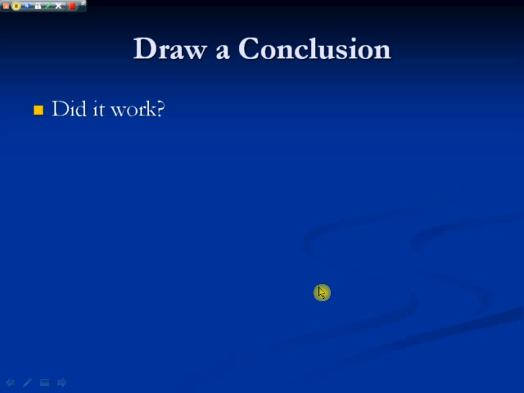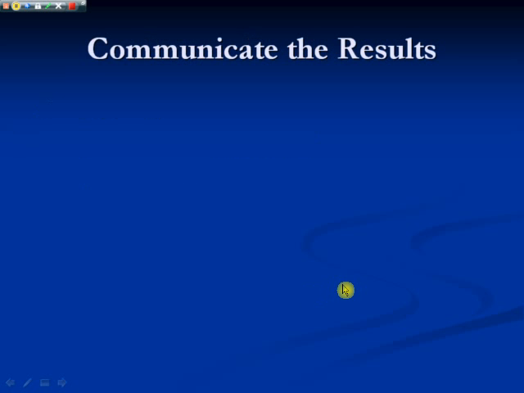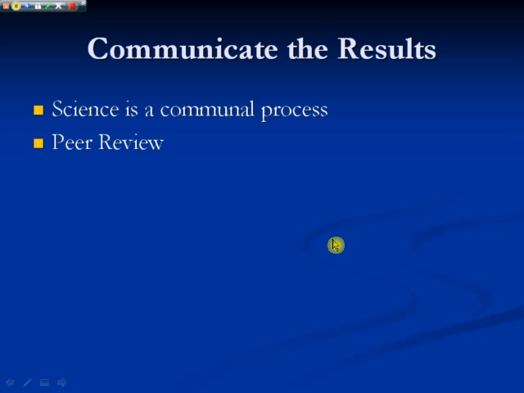Lastly, draw a conclusion. So, did it work? And was your hypothesis correct? Why or why not? And then the seventh step is to communicate the results, and that is because science is a communal process, which means we benefit from the work of other people. We don't just maintain our own little solitary existence within a lab and just hope that people learn about us from reading or whatever. We like to go out and talk to people and report our results to other scientists.